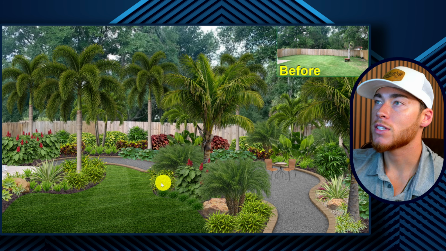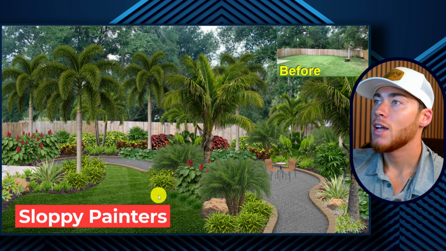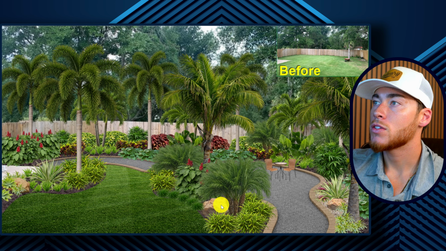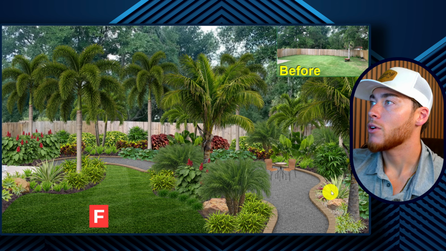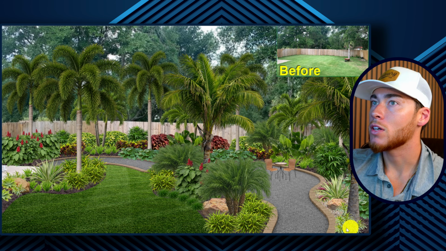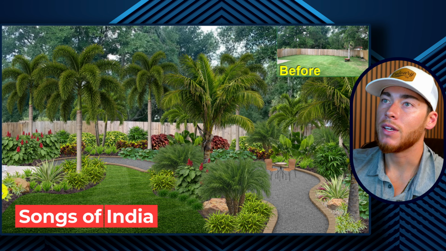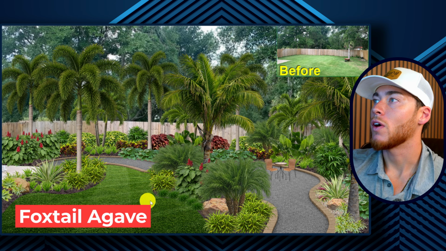Brazilian red cloaks right here, sloppy painter crotons right here, liriope right here, some Tennessee boulders mixed with some coquina boulders over here. We have false agave right here with some marguerite bromeliads and some songs of India right over here, and then foxtail agaves right over here.